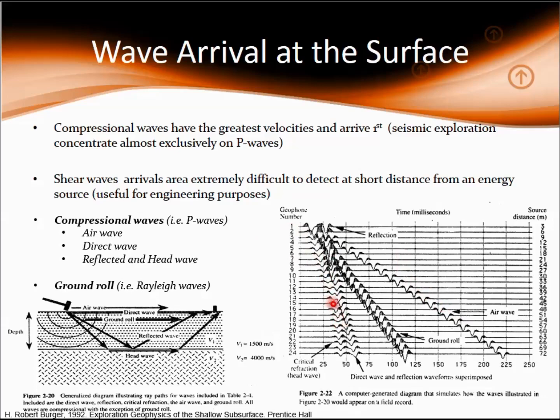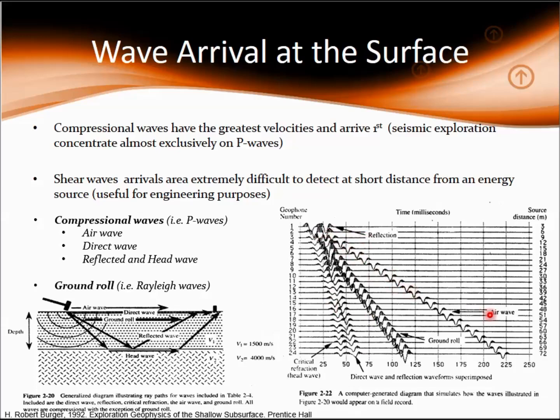After, however, at some distance, the direct wave will be superimposed by the critical refraction head wave, and can be recognized by the change in slope or gradient. If you look here, this is the slope of the direct wave, but here at geophone number 13, the slope is changing, I mean the gradient is changing. So here is the direct wave arrival, the first rebound.